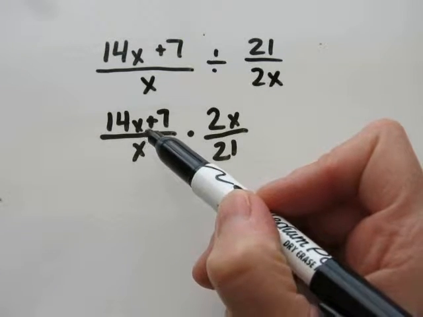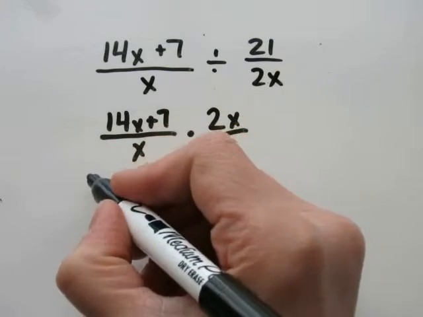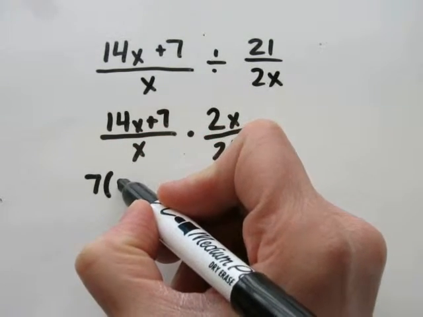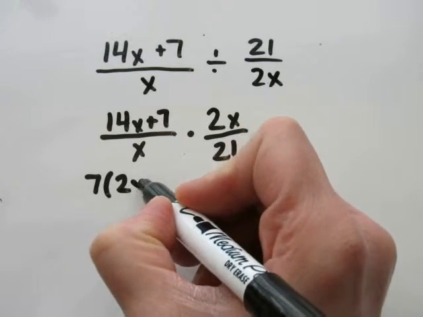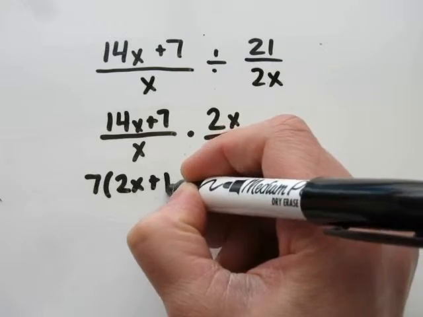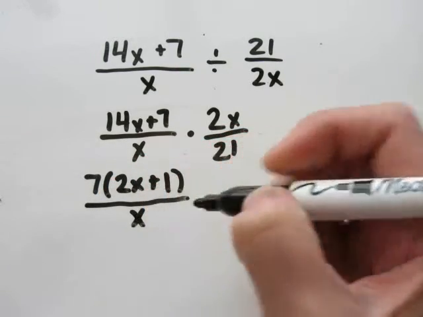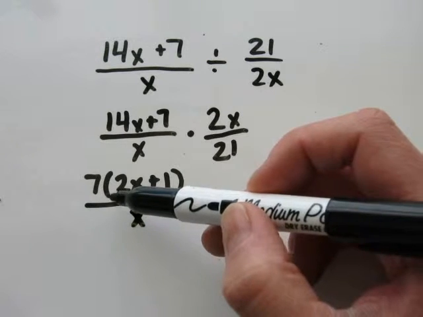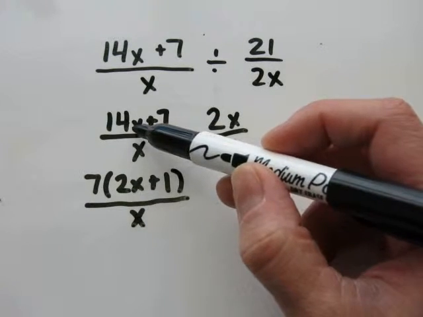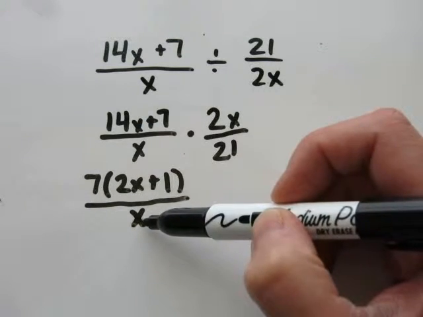Looking at this side, 14 is a multiple of 7, so I know I can factor out a 7. 14 divided by 7 is 2. Keep the x. 7 divided by 7 is 1. Going to check to make sure I factored out correctly. 7 times 2x is 14x. 7 times 1 is 7.